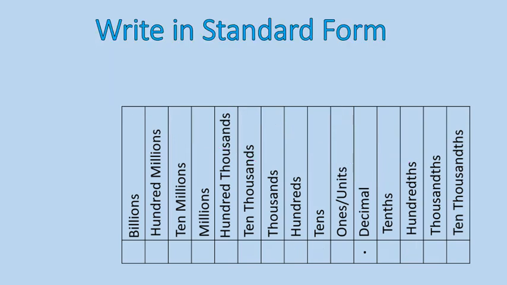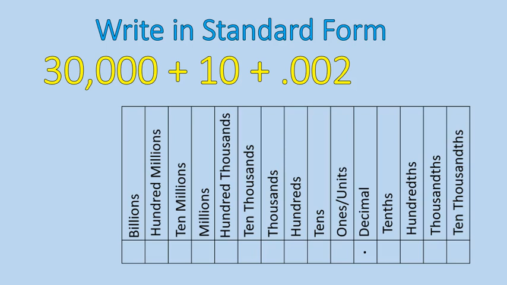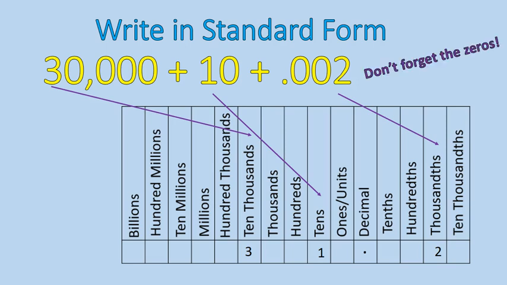Your turn. I want you to use the place value chart to solve this one. This is 30,000 plus 10 plus 2 thousandths. Go for it. Pause the recording, try that one out. Hey, welcome back. Did you put the 3 in the 10,000s column, the 1 in the tens column, and the 2 in the thousandths? Did you fill in those zeros? Bing, bing, bing. And write down your final answer? That's all there is to it.